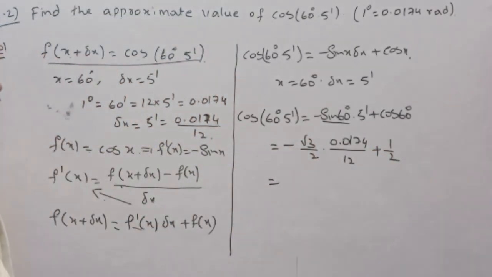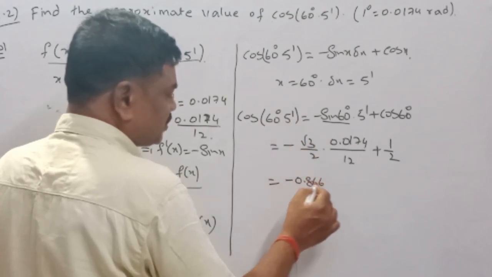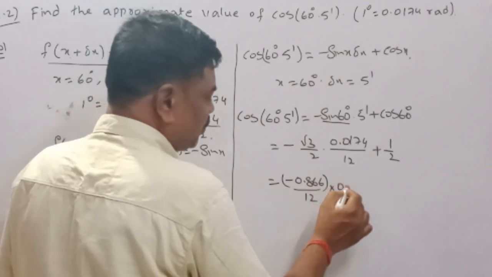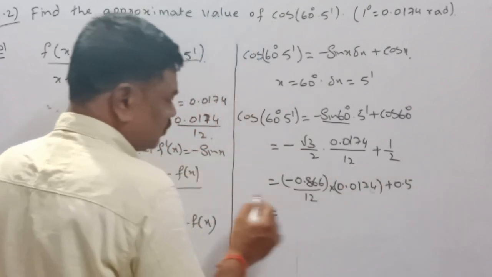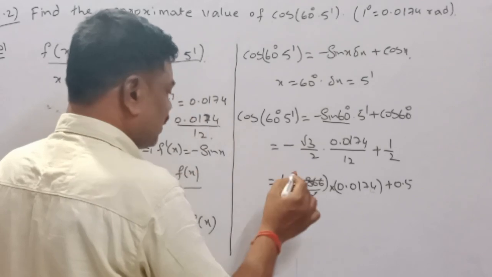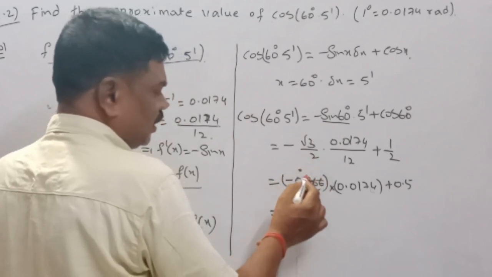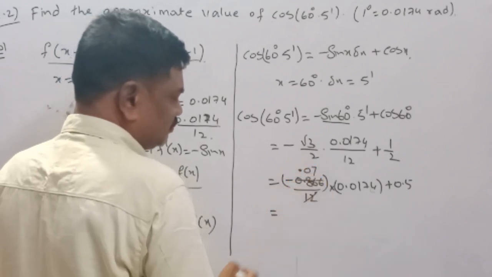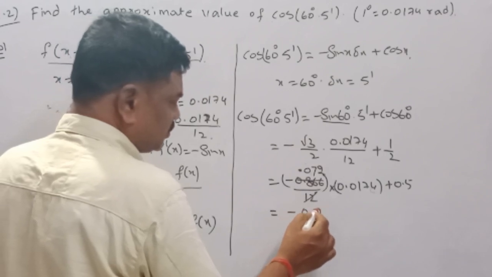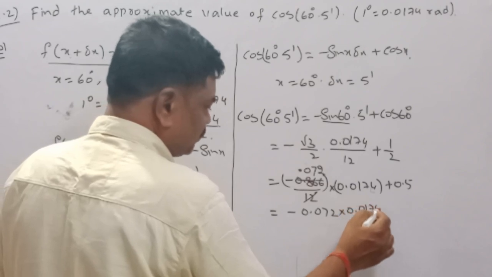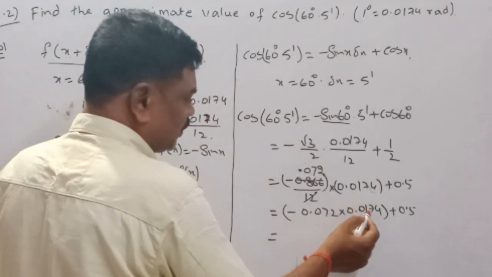This is minus root 3 by 2, that is 1.732 by 2, which is 0.866, divided by 12 into 0.0174. 12 sevens are 84, so the value is 0.072. The approximate value is minus 0.072 into 0.0174, plus 0.5.